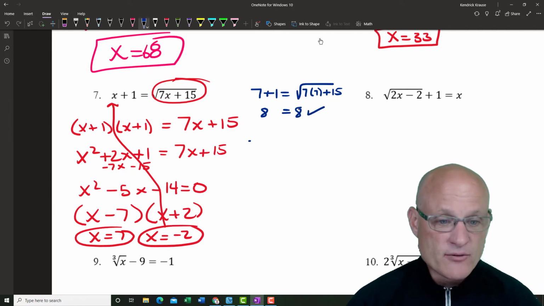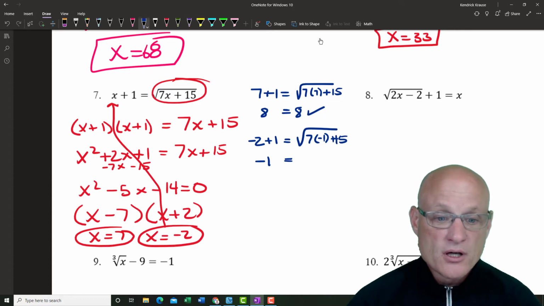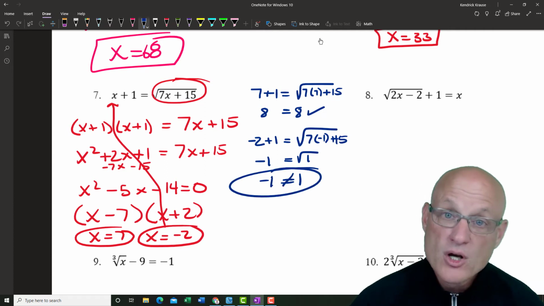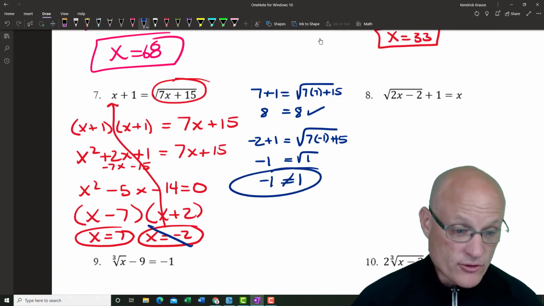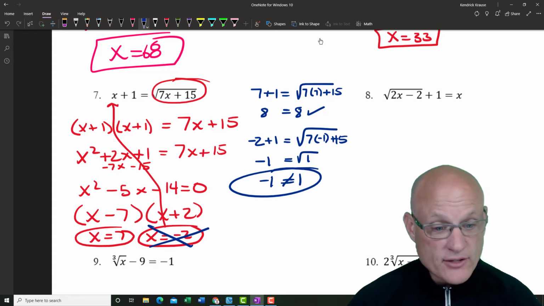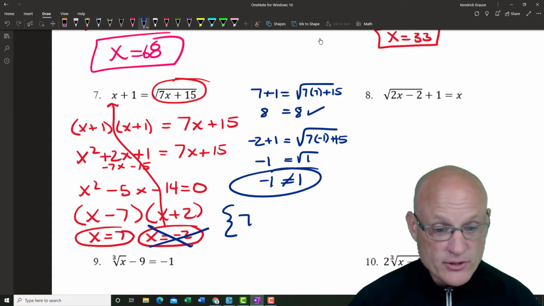Now let's plug in the negative 2. Negative 2 plus 1 is negative 1. The square root of 7 times negative 2 plus 15 is equal to the square root of 1, which is just 1. And 1 does not equal negative 1. So there we go. That is what we call an extraneous solution. So my answer to this question is simply just 7.